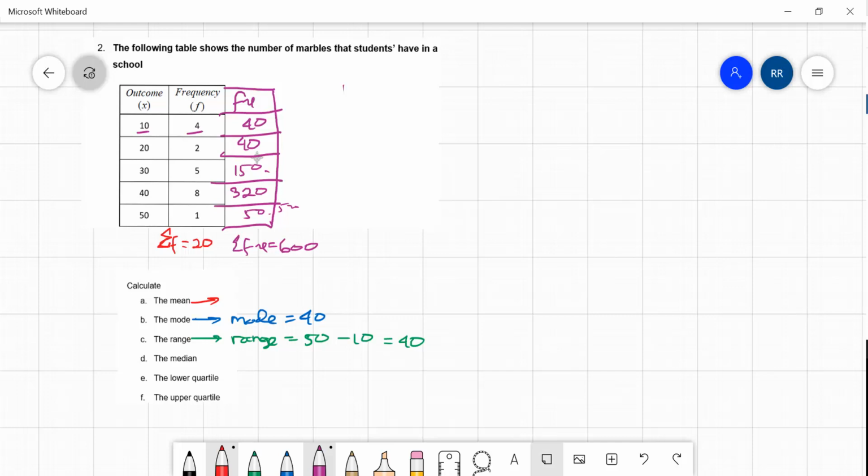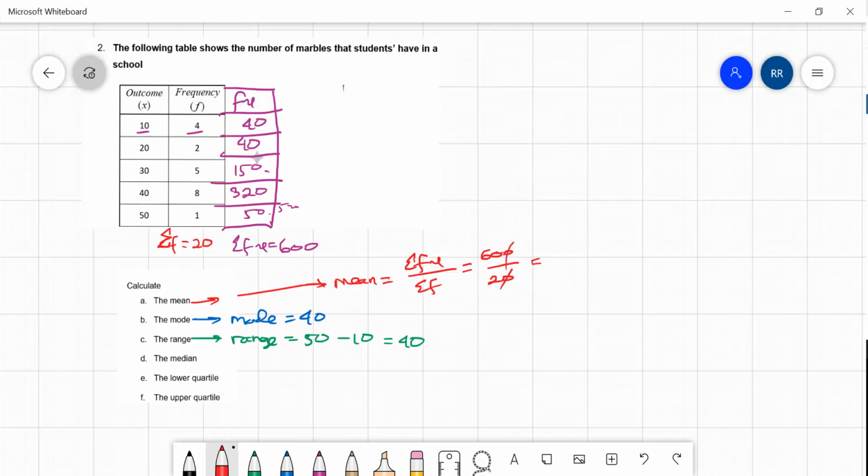So the mean itself, if we are using a distribution table, is just the sigma fx divided by the sigma f, which is going to be 600 divided by 20.